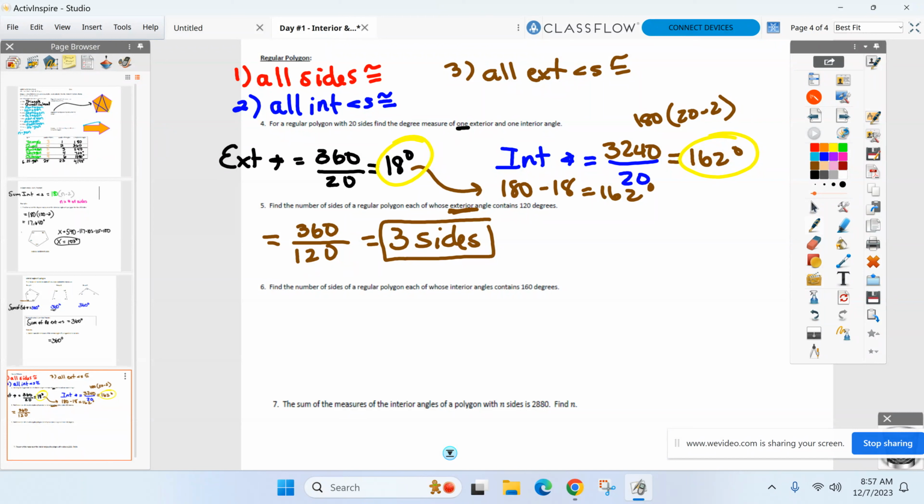So one interior angle is 160. How many sides? No guess and check. But always remember, if you know an interior, you know an exterior. Think of it that way. Talk to each other about it, especially that last one. It's going to get tricky.